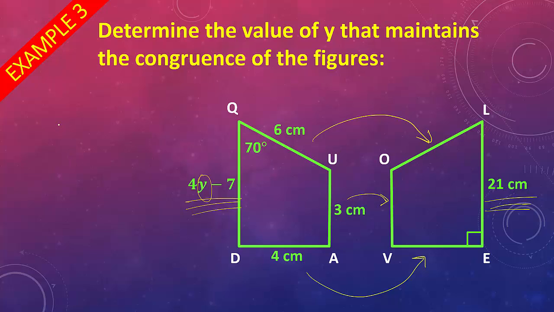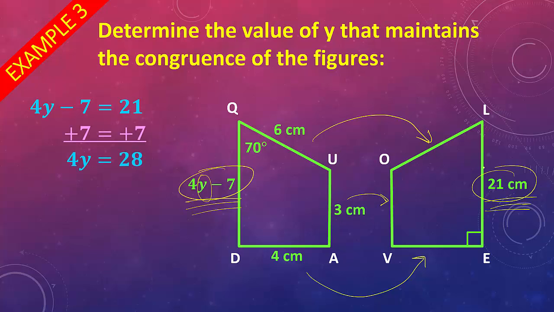So we're going to take this 4y minus 7 and this 21, and since they should be equal in length, we can set them equal to one another. And then just solve like you would for one variable. Add 7 to both sides to get 4y equals 28. Since it's 4 times y, we do the opposite, which would be division. So divide both sides by 4, and you get y equals 7 centimeters.